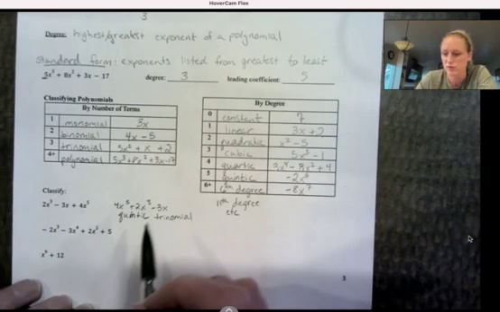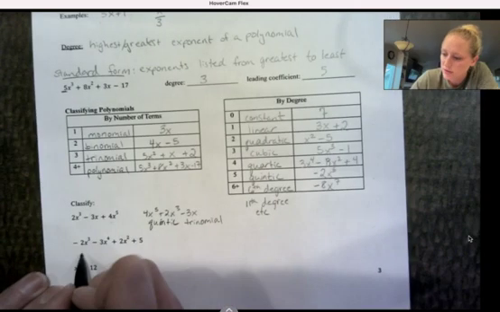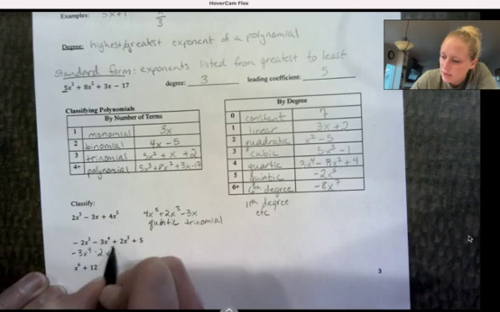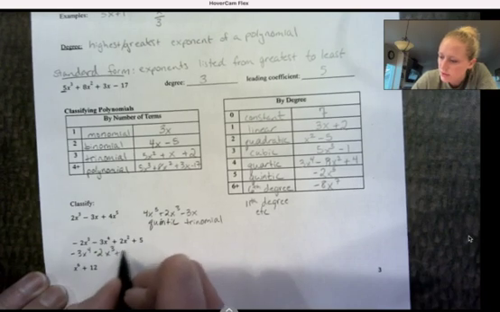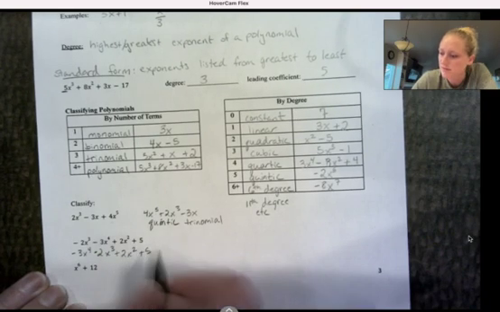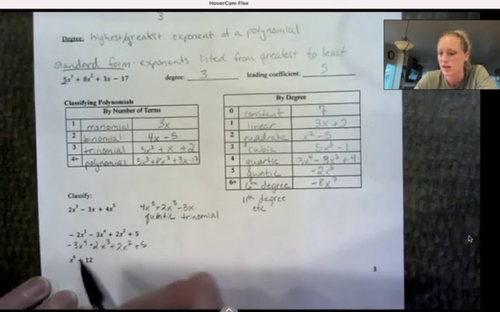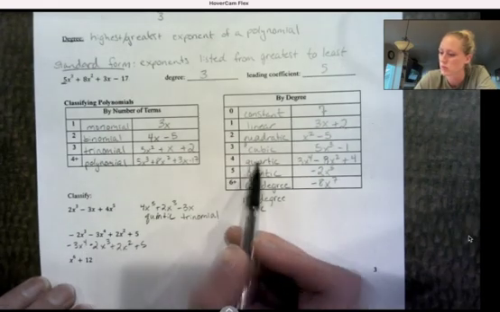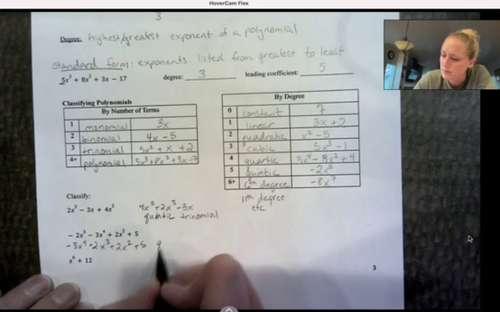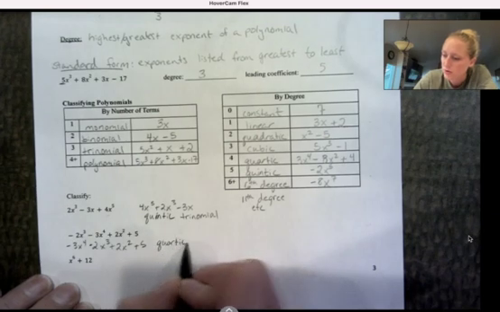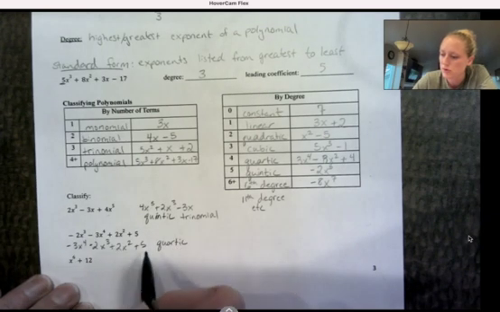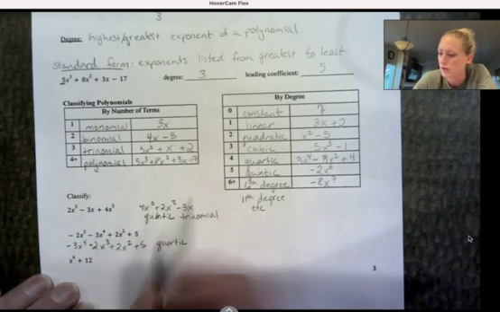In this one, put it in standard form: negative 3x to the fourth minus 2x cubed plus 2x squared plus 5. In standard form, the highest exponent is a 4, so this is a quartic. It has 1, 2, 3, 4 terms, so it is a polynomial.